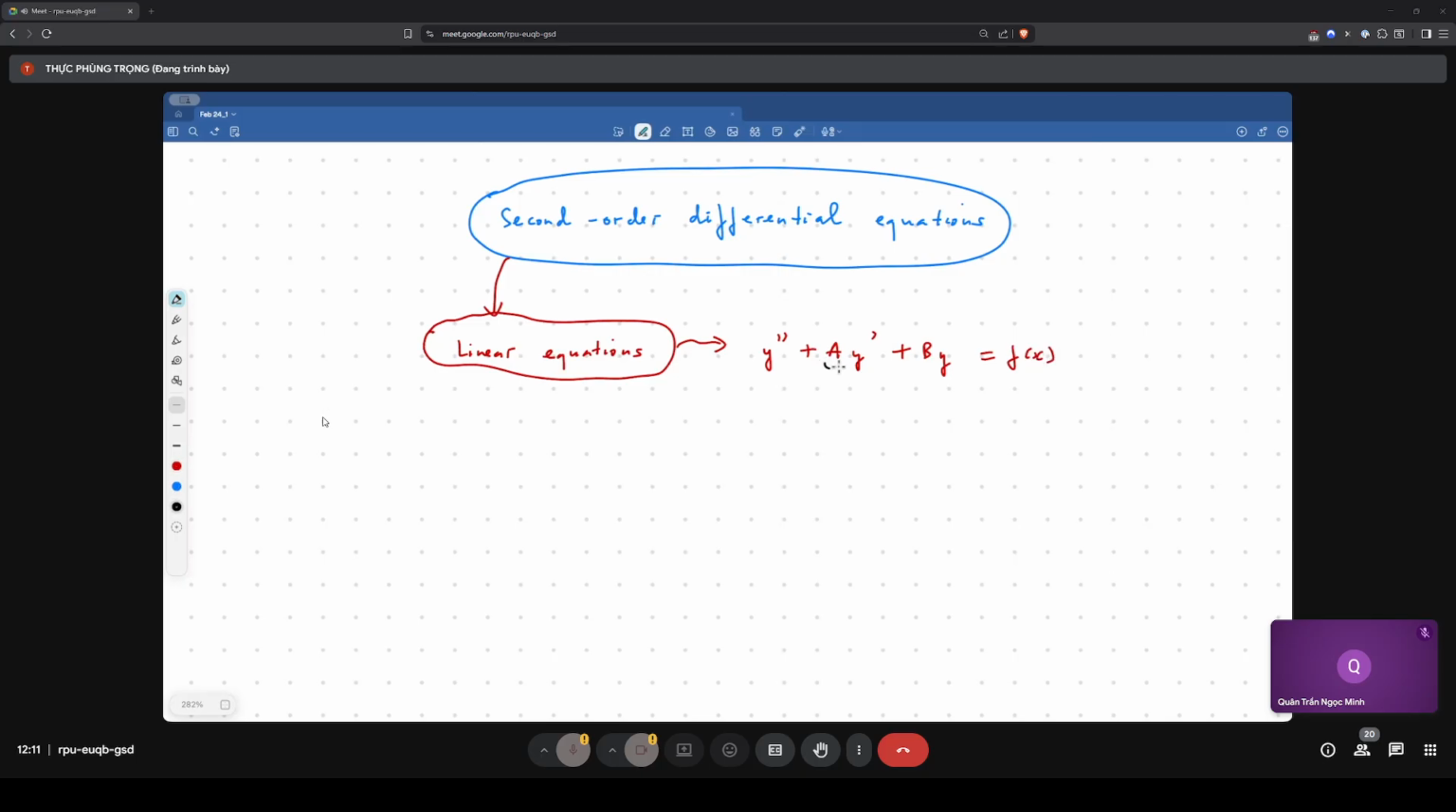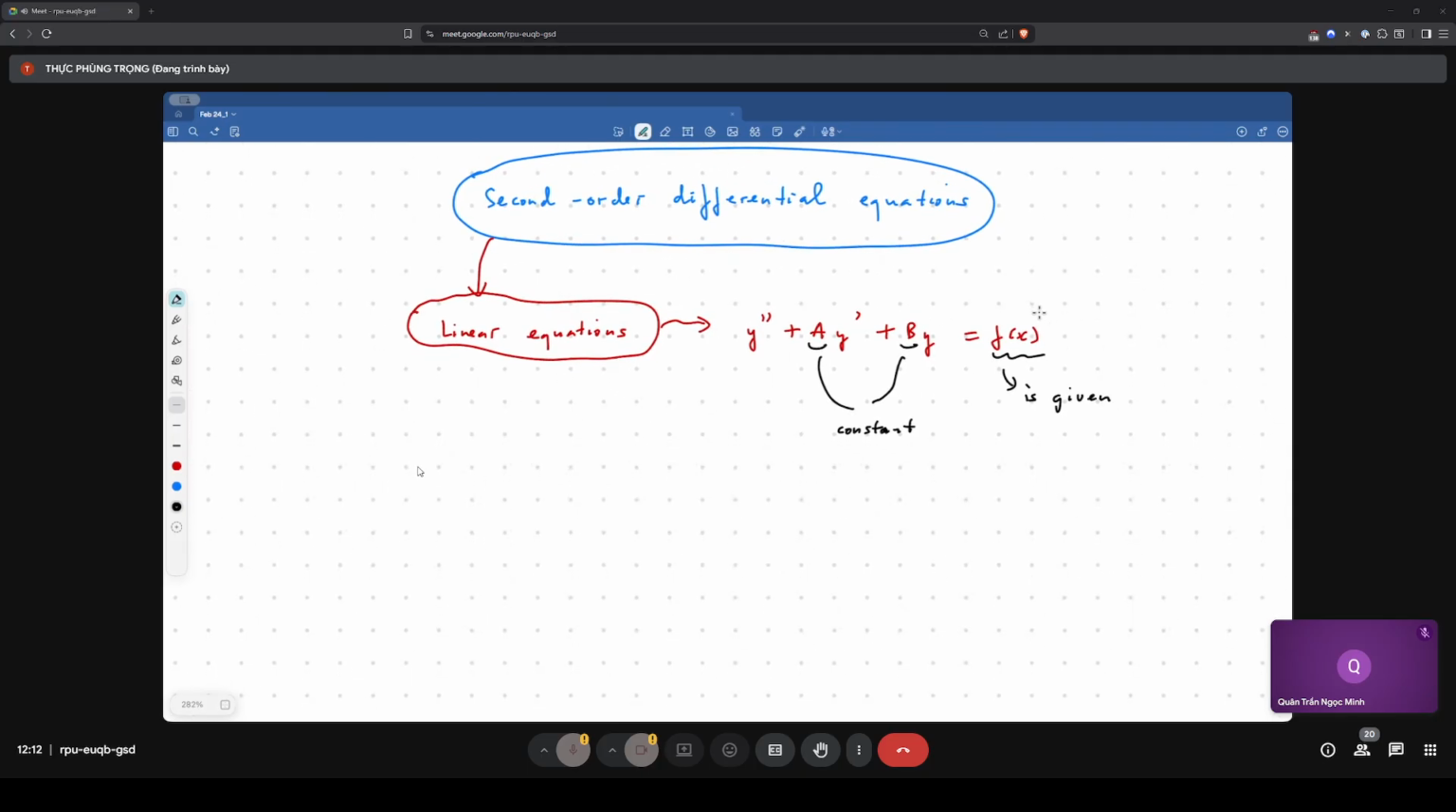Here, A and B, they are just constants. So they are not functions. And the function f of s on the right-hand side is a given. We call those linear equations. So let me give you some examples.